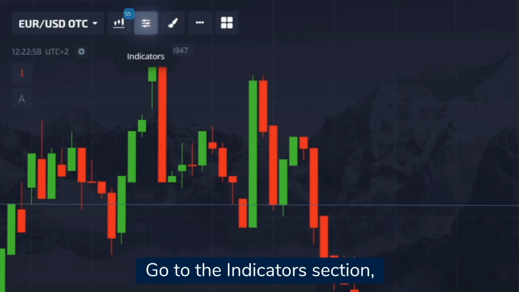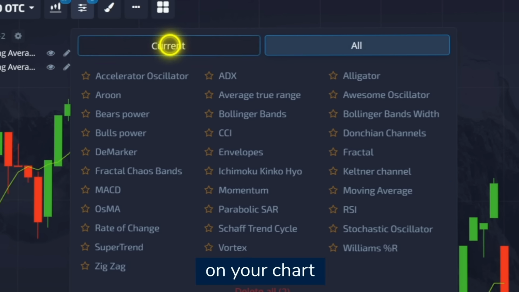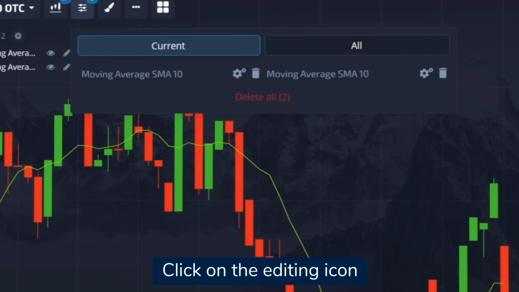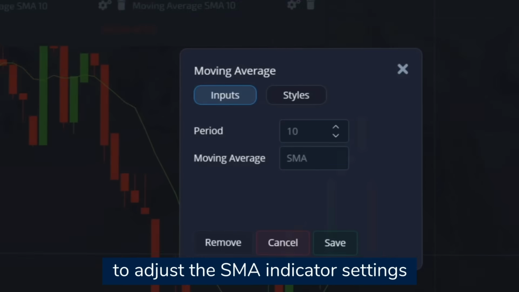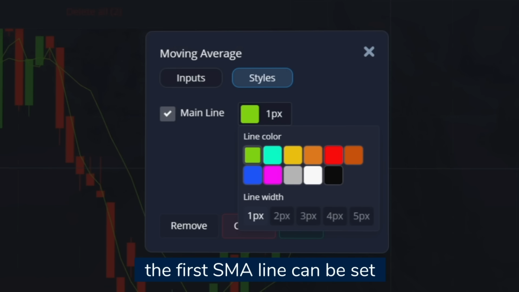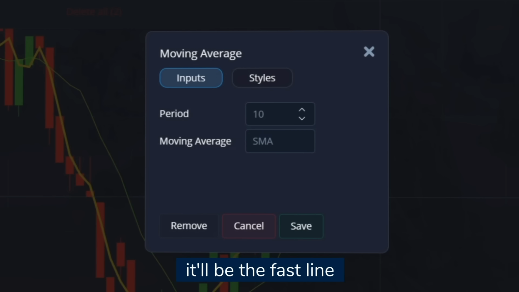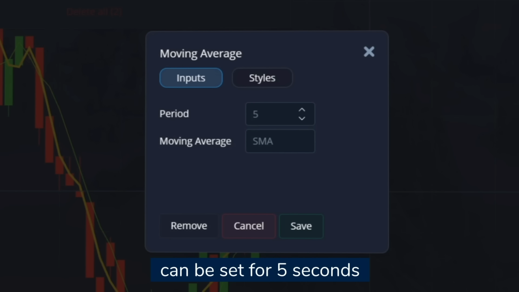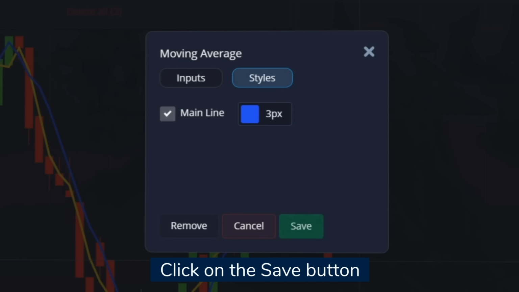Go to the Indicators section, select the Moving Average indicator to enable multiple SMA lines on your chart. Click on the editing icon next to the indicator name in the top left corner of the screen to adjust the SMA indicator settings. Set the time frame in the window that appears. For quick trades, the first SMA line can be set with a time frame of 3 seconds. It'll be the fast line. The other SMA line can be set for 5 seconds. It'll be the slow line. Choose color and thickness. Click on the Save button.